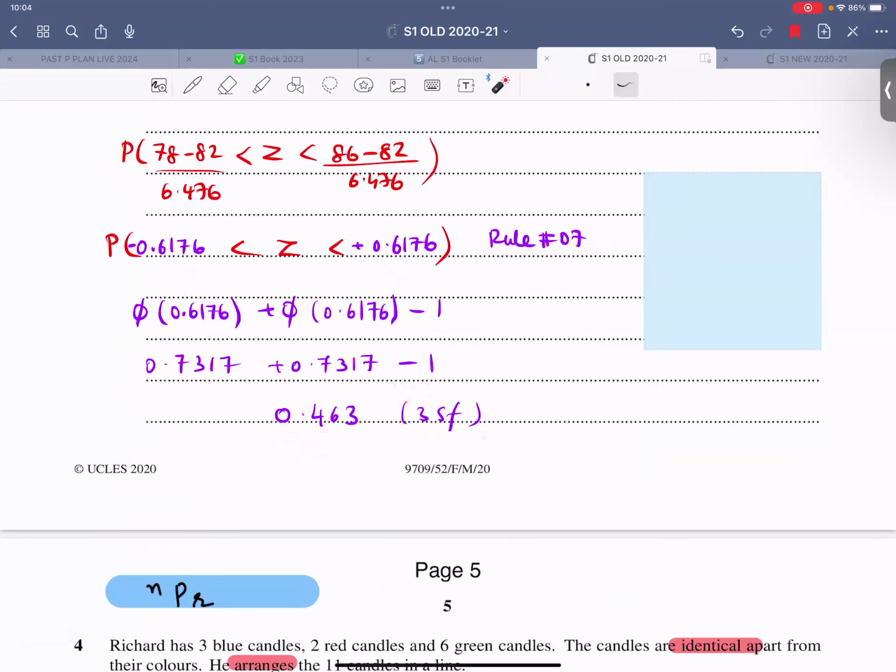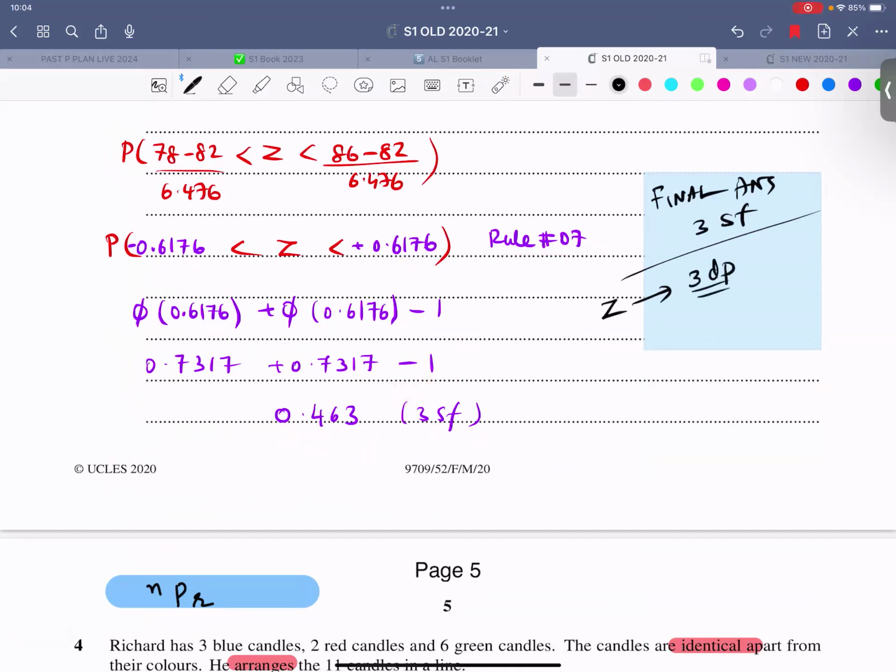Final answer, 3SF. So now this thing is done for sure, that the final answer, unless otherwise stated, is 3SF. And yes, the z value that you use has a limitation of 3 decimal places. So we cannot help it. The probability that we get is 4 decimal places. Let it come out to be. Final answer should be 3SF.